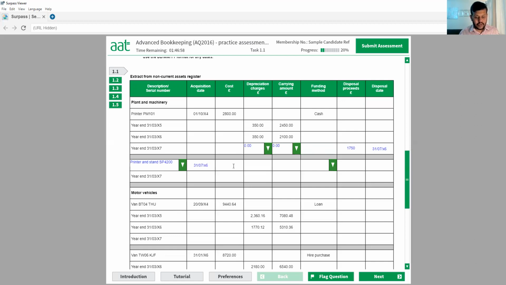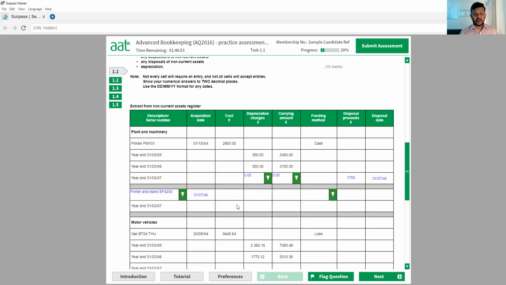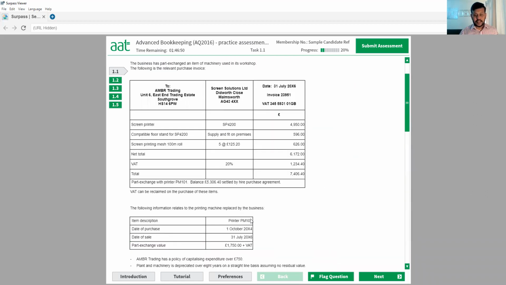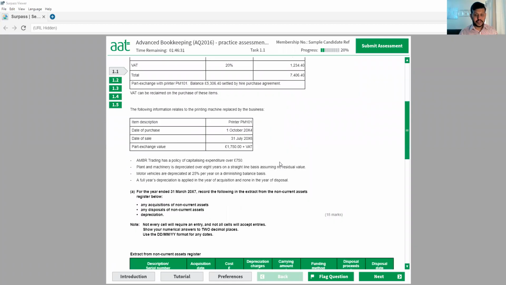And after that, the cost, how much we bought it for. So we need to add this to cost. So let's add this: we have 4950 plus 596. So 4950 plus 596 gives you 5546. So let's record this one: 5546, the purchase cost.